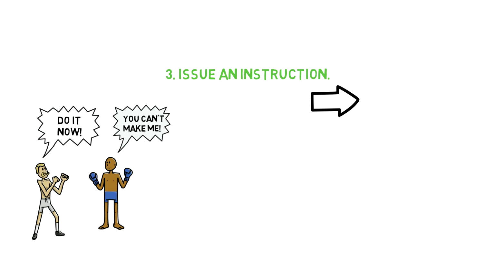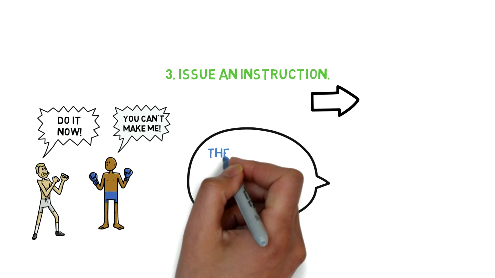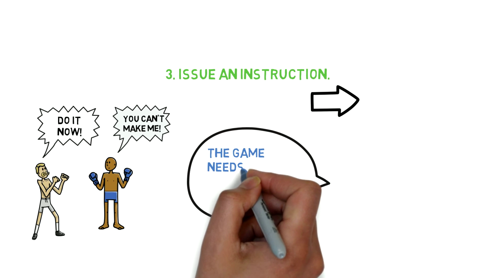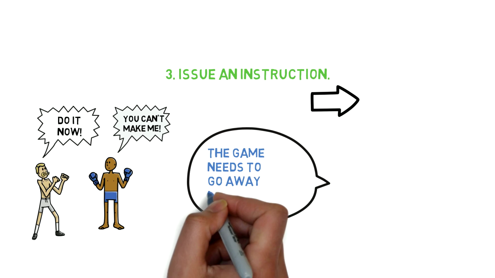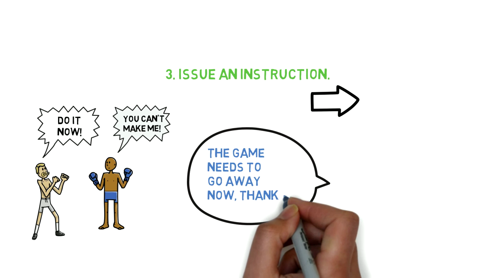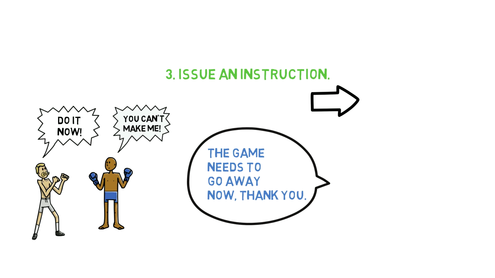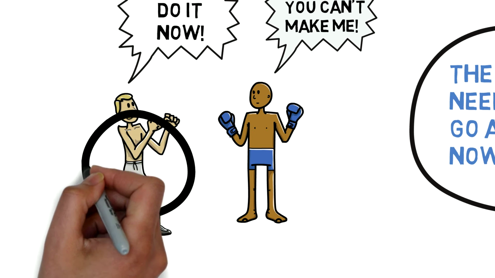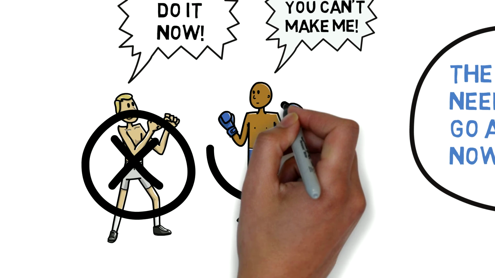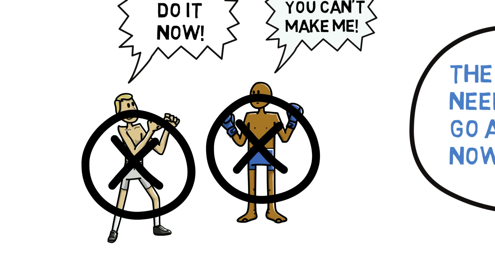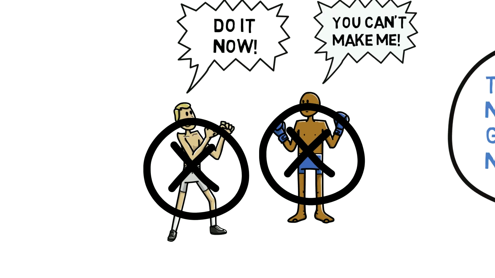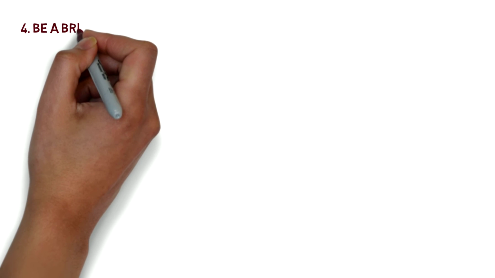A better way forward would be, "The game needs to go away now, thank you." The required behaviour is clear, and the direction is assertive. Not referring to yourself or the student in the sentence downplays the sense that one side will win and the other will lose.